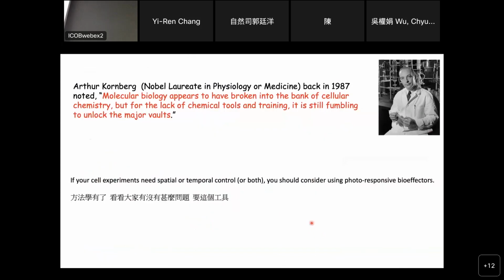Also, that's the end of my talk. I want to end my talk with Dr. Kronberg's remark. Basically he's saying this: we have already broken into the bank, because molecular biology has let us break into the bank, but we don't have the chemical tools in hand to open the safe. That's basically what happened. I think it's also true at this time.